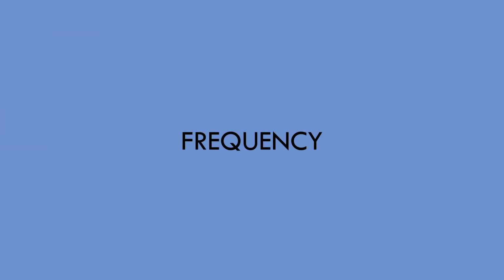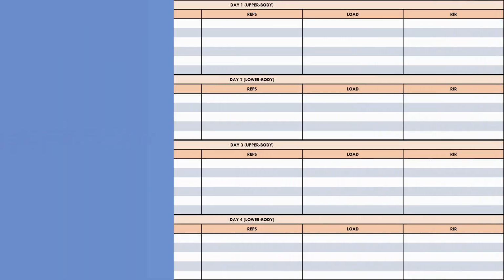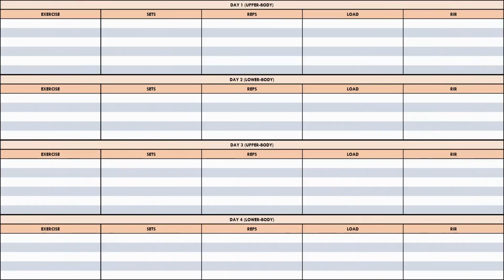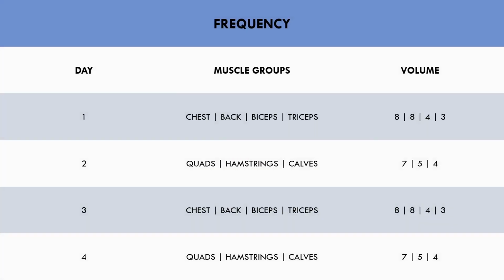Next, let's discuss frequency. Frequency refers to how many sessions per week the trainee will perform, and how often each muscle group will be trained per week. For this example, let's use a simple 4-day per week upper-lower split. So the trainee will perform 2 upper body sessions and 2 lower body sessions per week. We've also split our volume up over the week. As we can see here, the volume for each muscle group has been split between 2 sessions. The volume for each upper body muscle group has been split equally between days 1 and 3, and the volume for each lower body muscle group has been equally split between days 2 and 4.